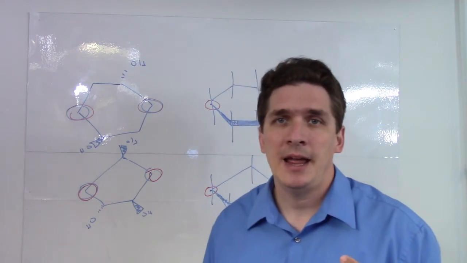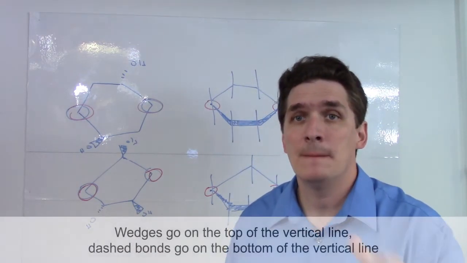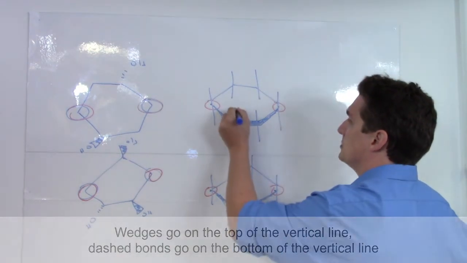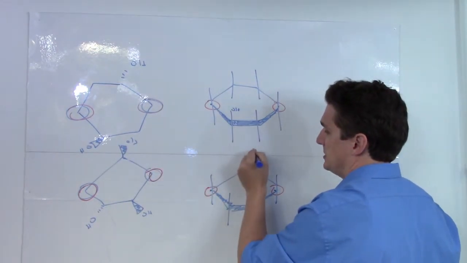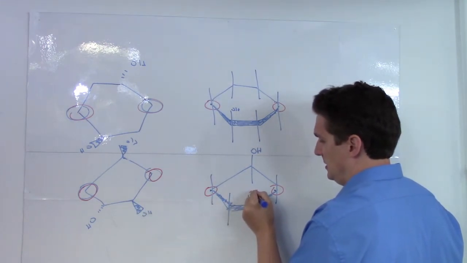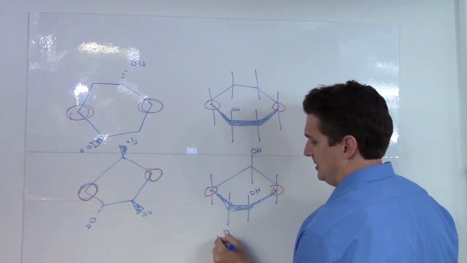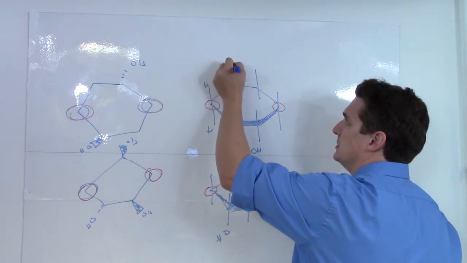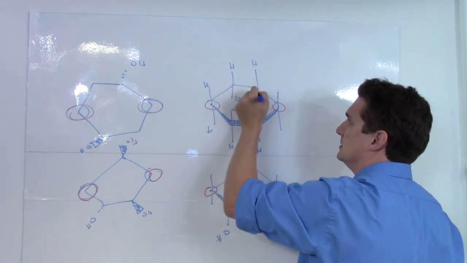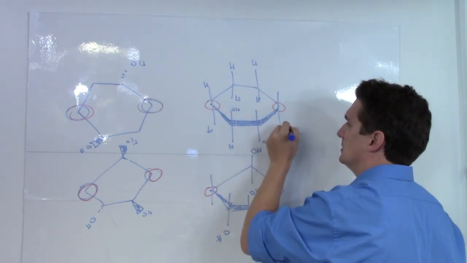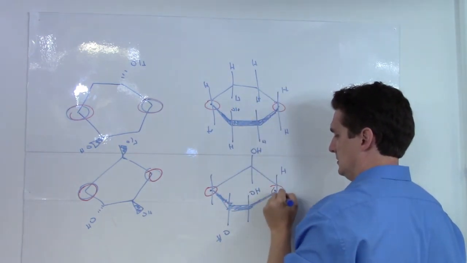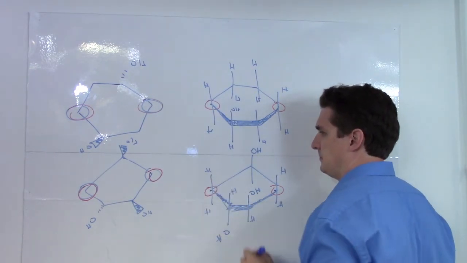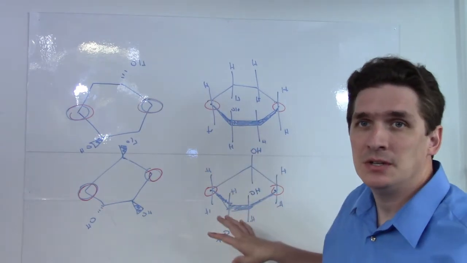Well, anything that has a wedge is going to go above the ring. So since this has a wedge and this corresponds to this carbon, our OH group goes here. This has a wedge, it's up, goes here, OH, and this one too. Everything else we're going to fill in with hydrogens. And this is how you generate your Haworth projection.